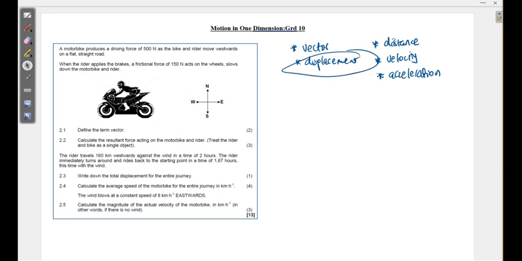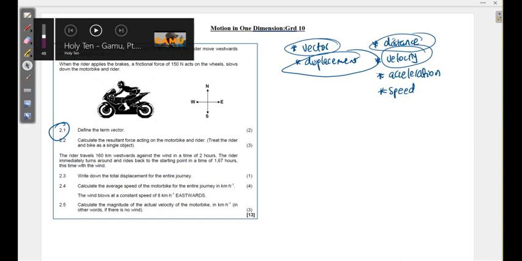Displacement, we know that is the change in position in space. Distance is the total path length covered. Velocity is the rate of change of displacement or the rate of change of position per unit time. Oh, and also speed. Speed, the distance covered per unit time. Acceleration, the rate of change of velocity. And then a vector, a single force having the same effect as all other forces combined. So for example, for 2.1 here, you see they want you to define a vector, so we need to know those definitions.